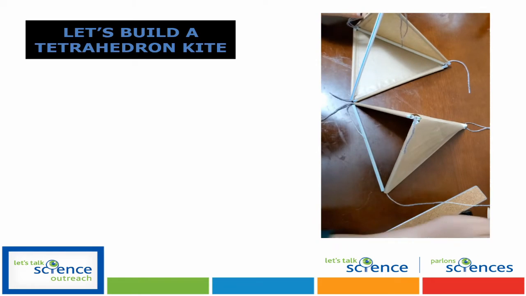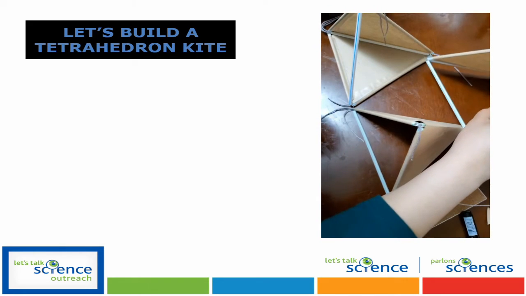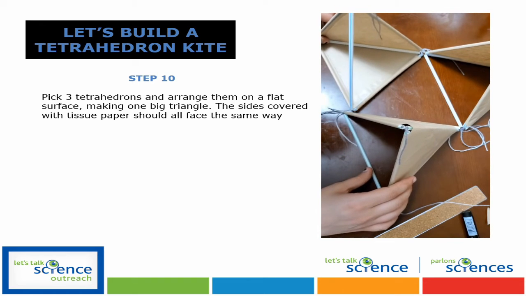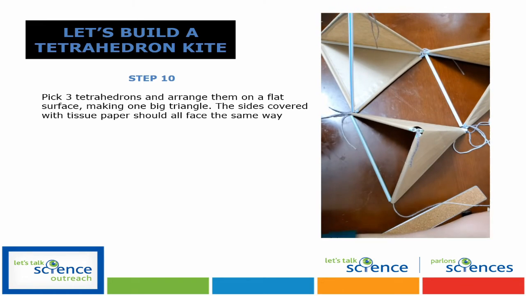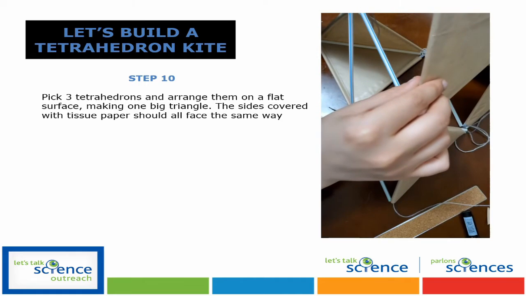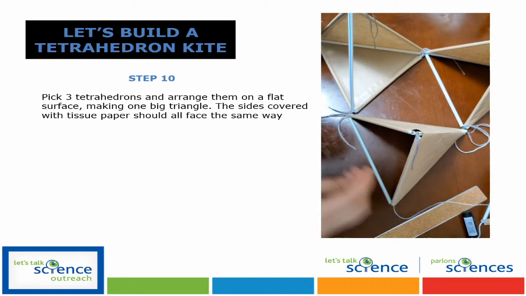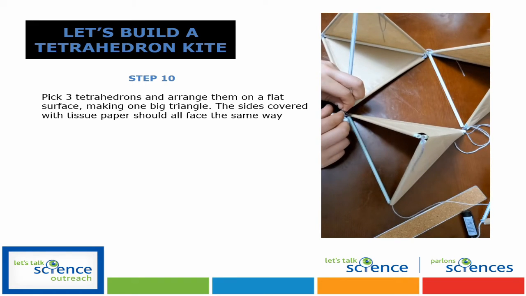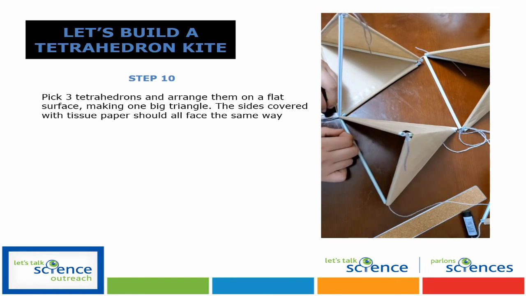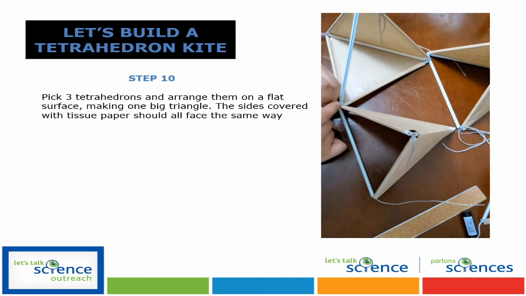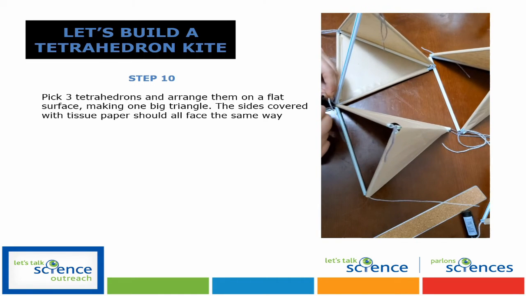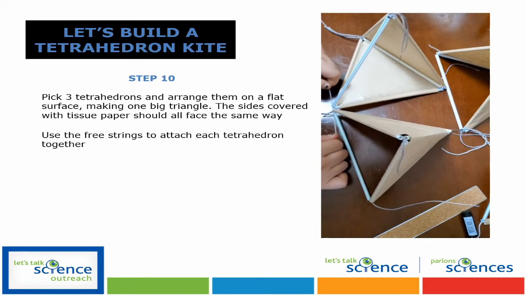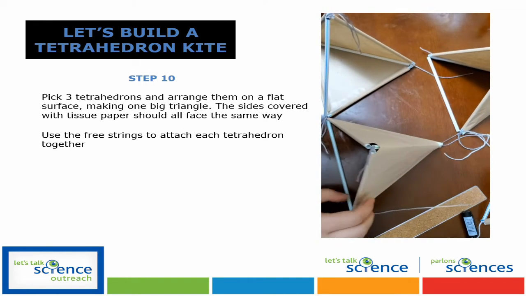Now that all of our tetrahedrons are covered in tissue paper, it's time to start assembling our kite. Pick 3 tetrahedrons and arrange them on a flat surface, making one big triangle. The sides covered with tissue paper should all face the same way, preferably towards the back. We are going to be using the free strings to attach each tetrahedron together.